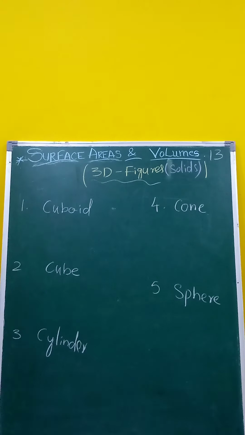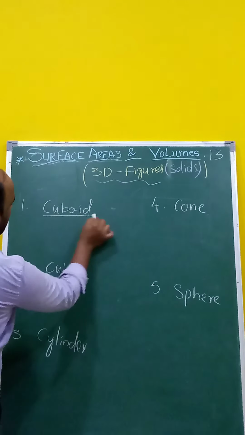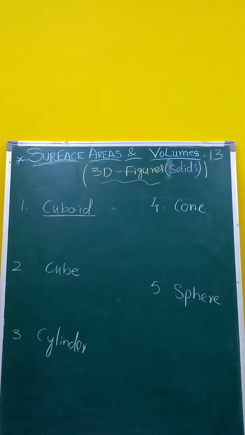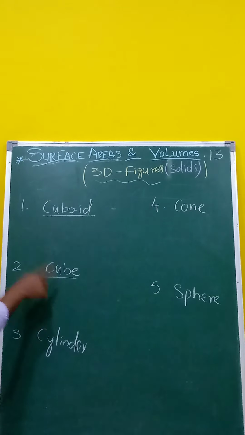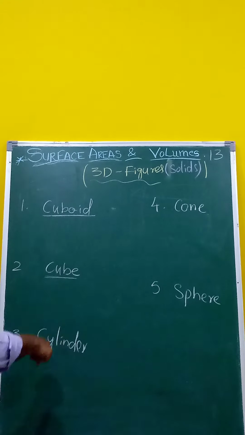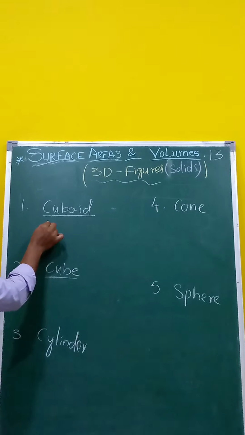First I will go for the cuboid. Just recollect the knowledge of last year, class 8. A cuboid is nothing but a matchbox or any type of rectangular box, your textbook also. Then the cube is related to this one. When length, breadth, and height are equal, that is a cube.